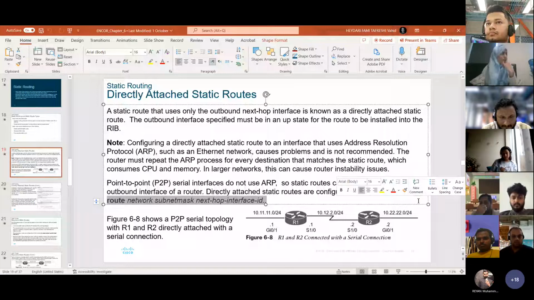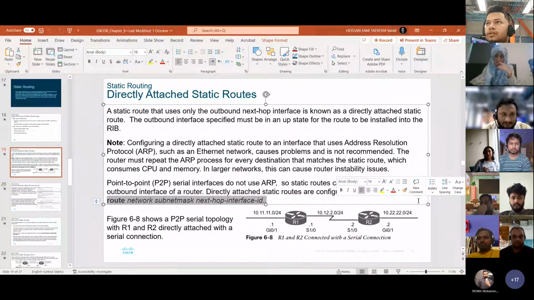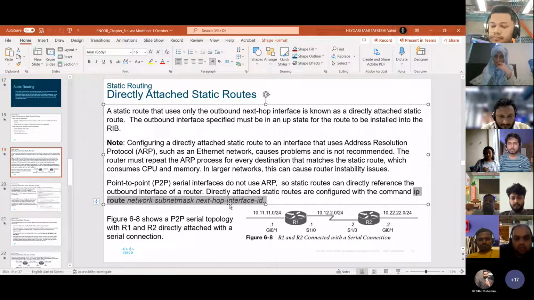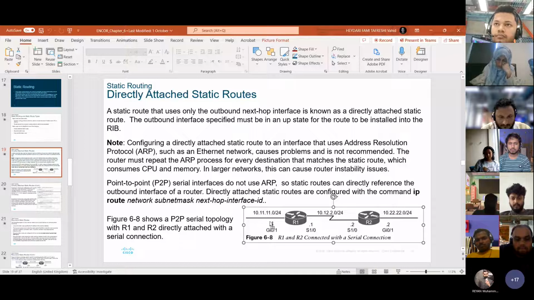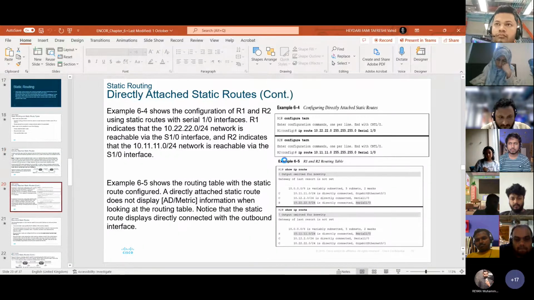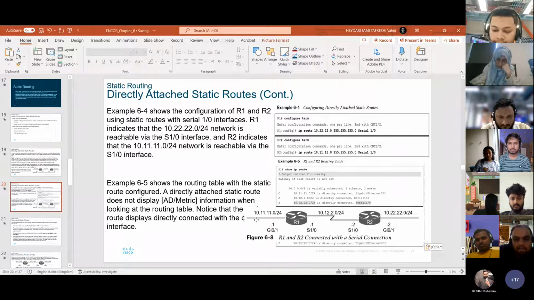Can you see the highlight as well? Yes, sir. So IP route, network, subnet mask, and then you provide the next hop interface only. This is called a directly attached static route. Let's see what we mean. Let me bring this picture to the next slide, and hopefully it should make sense.